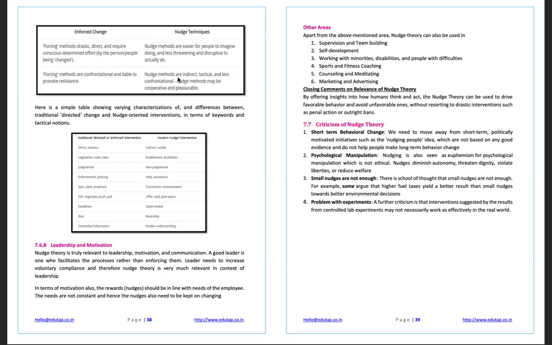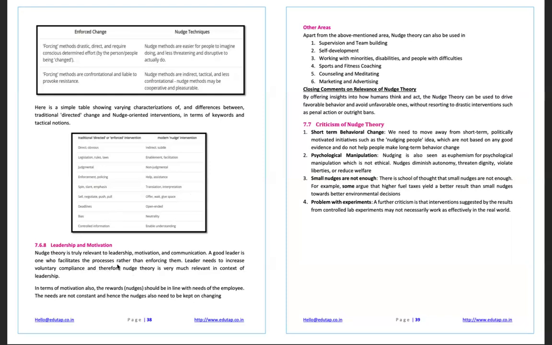Nudge methods are indirect, tactical, and less confrontational. Nudge methods may be cooperative and pleasurable. Here is a simple technique. जैसे direct है तो obvious, indirect, subtle करना, judgmental and non-judgmental, spin, emphasis, translation, interpretation, bias तो neutrality रखना. ये सब है.